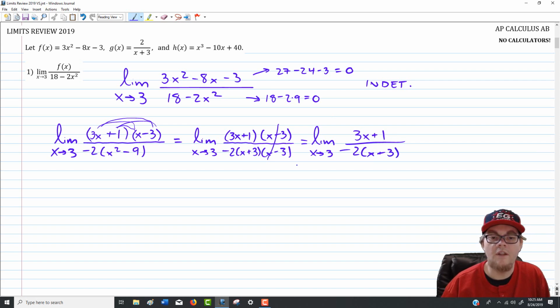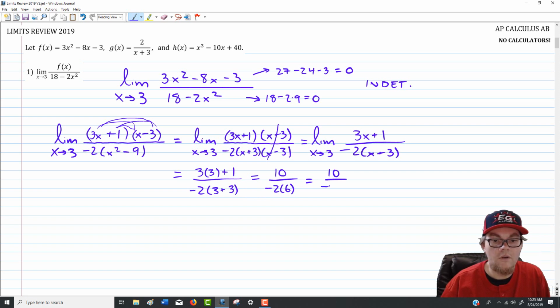At this point, I notice there's nothing making this go to 0, so I can wrap this up just by doing direct substitution. Again, I'm going to be super explicit as I go through these, while moving pretty fast, so hopefully that's okay. There's our answer. The numerator is 10. The denominator is negative 2 times 6. This is going to be 10 over negative 12, which is negative 5/6.